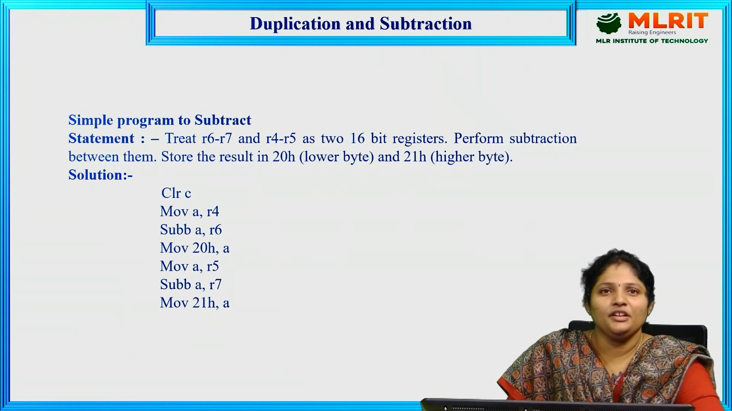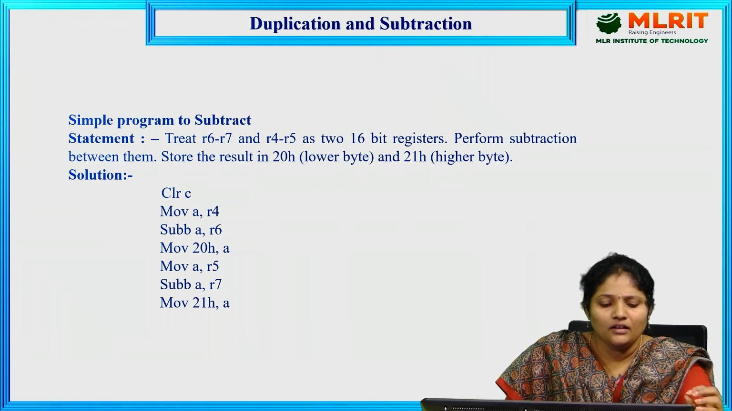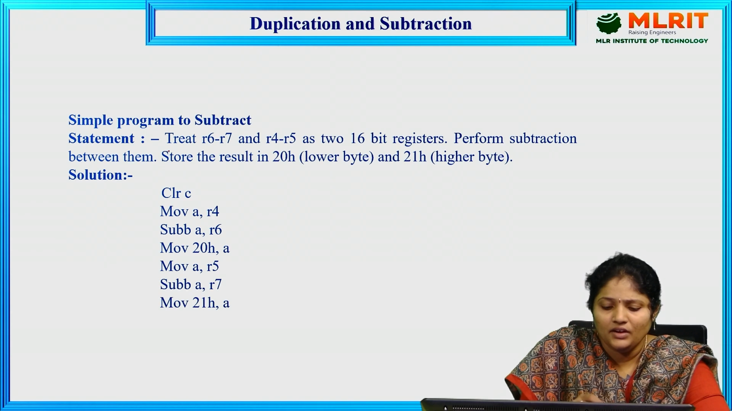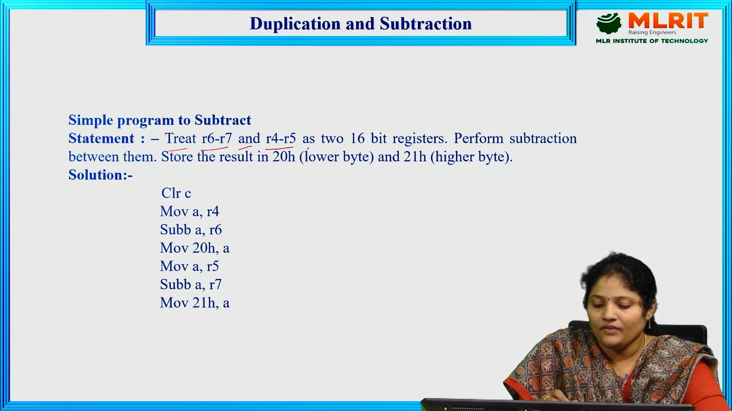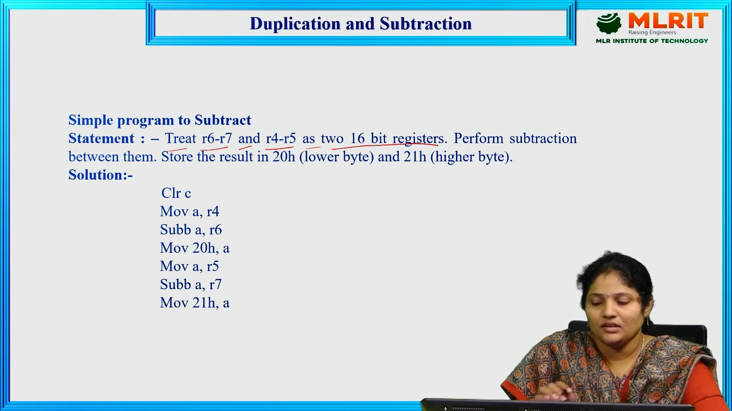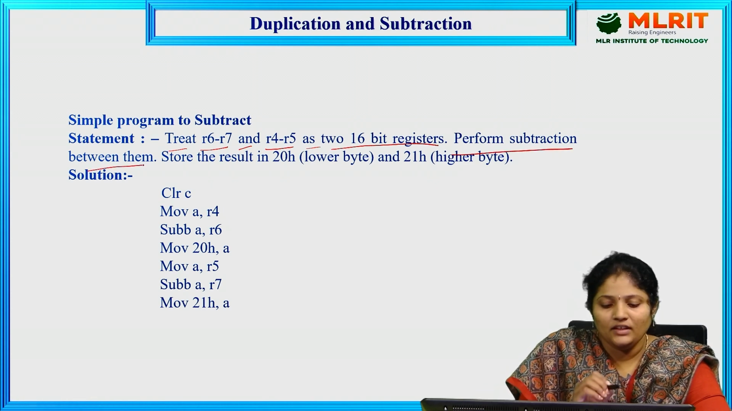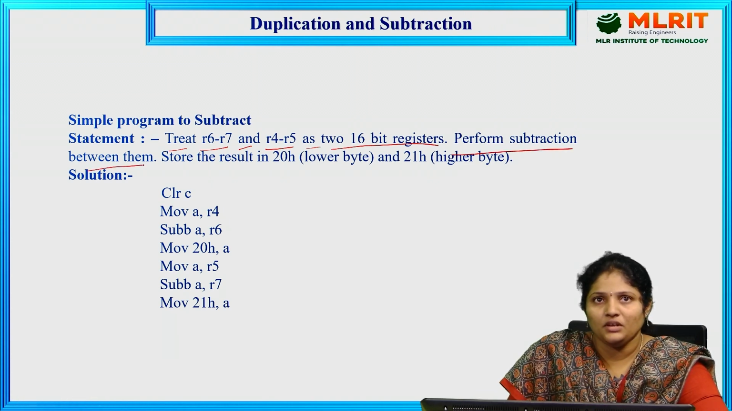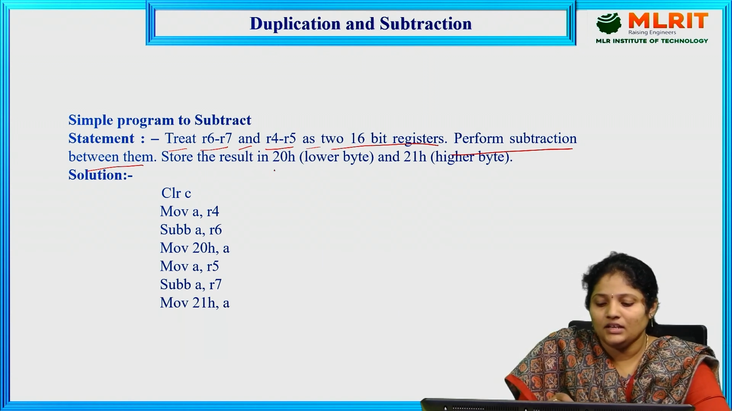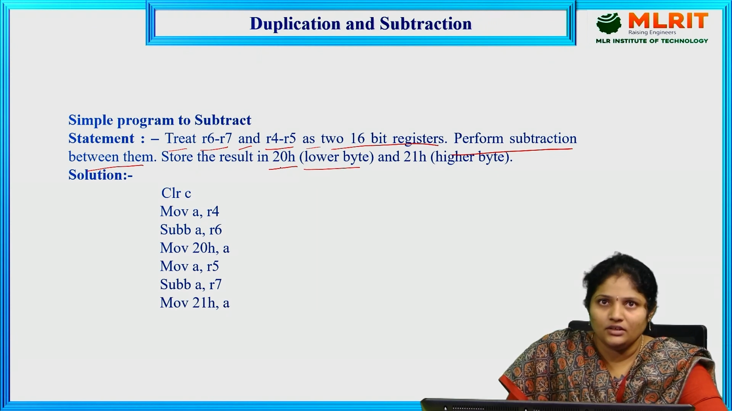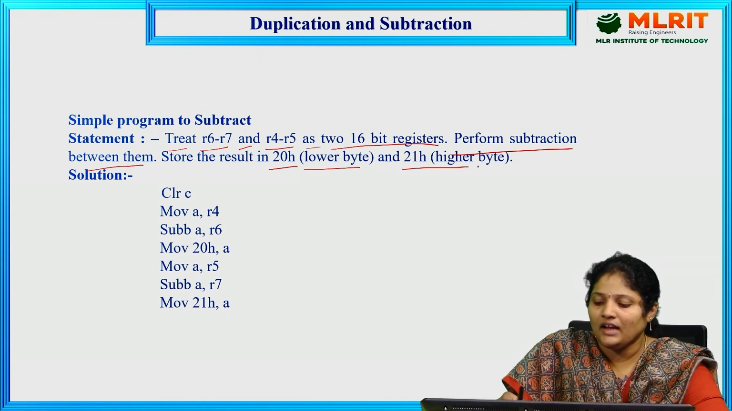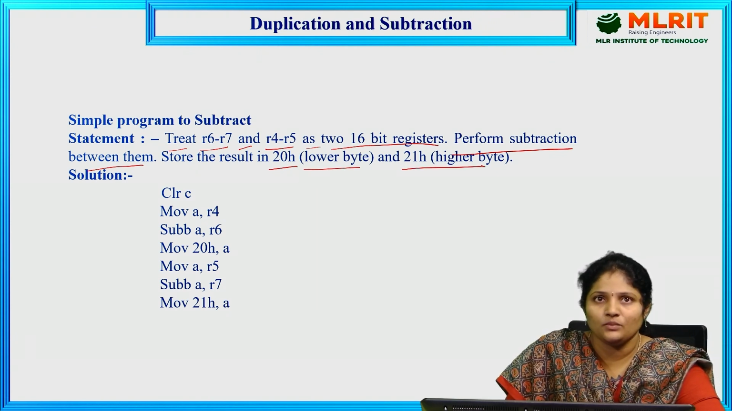Coming to the next program, here in the statement itself, they mention that R6 and R7 and R4, R5 are two 16-bit registers. Perform subtraction between them. So we need to perform subtraction between these two 16-bit data present in two different registers. Store the result in 20H. Lower byte should be stored in 20H memory location and higher byte should be stored in 21H memory location.